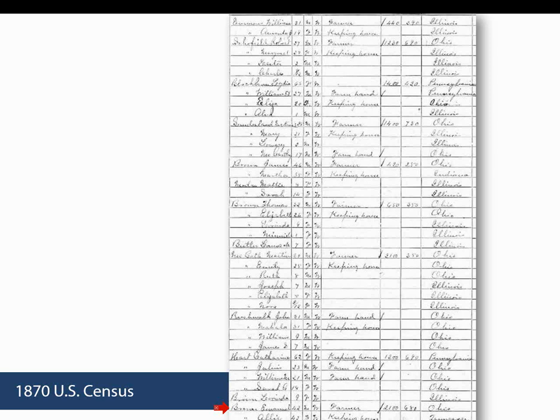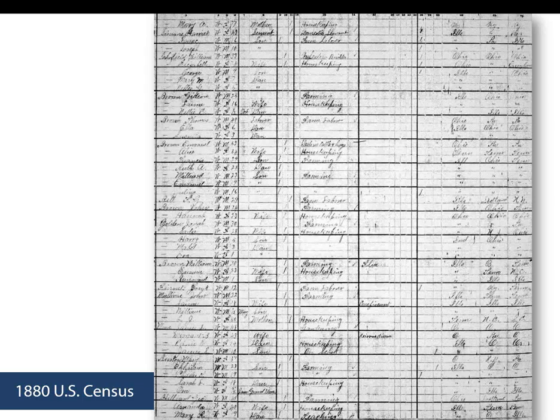So again, perfect age to be a brother of Emmanuel. So John is going to be someone important going forward as well. We want to keep adding people to that research plan along the way, but John will be important. In 1880, we see Emmanuel again with Alice.